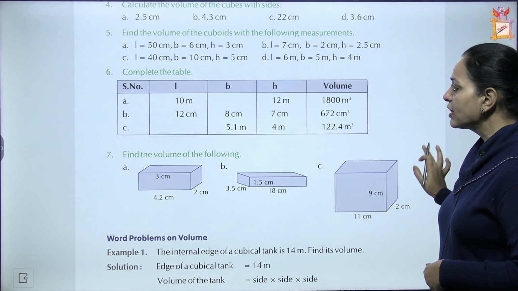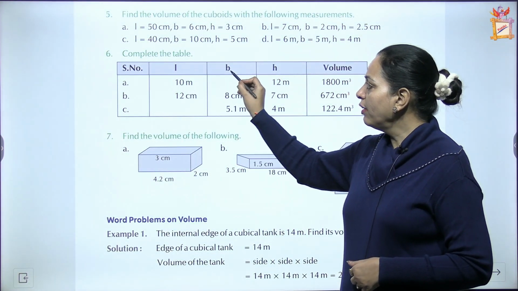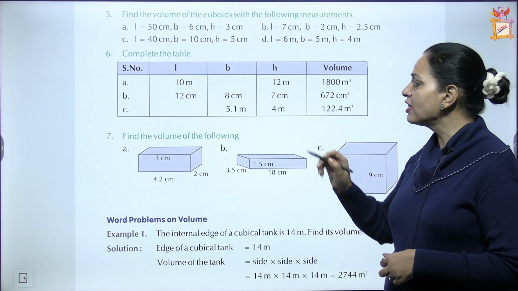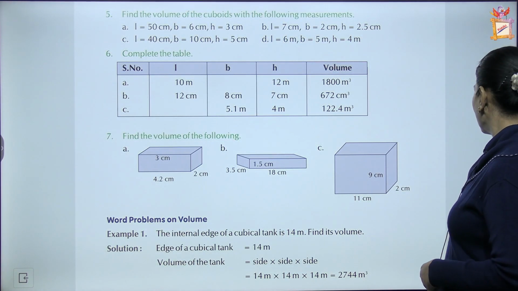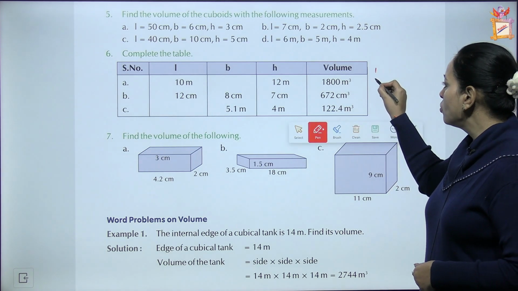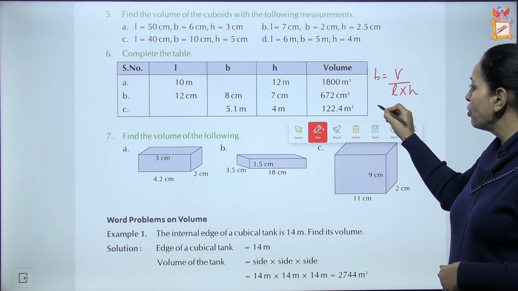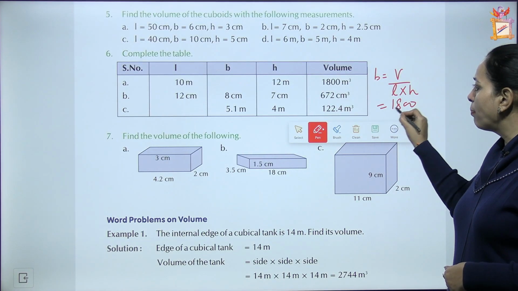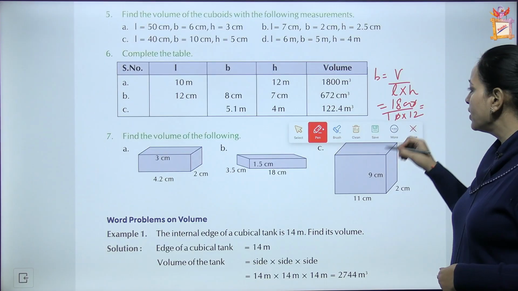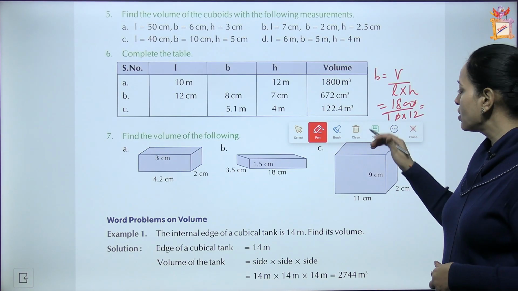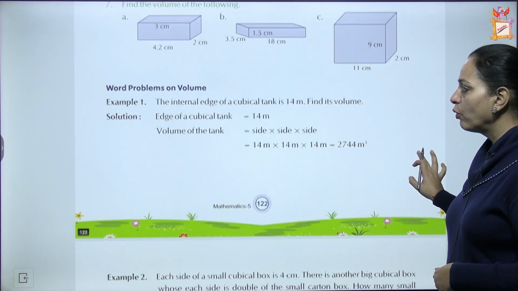Now here the sixth one, complete the table. Like here L is given, B is missing, height is 12 meter and volume is 1800 meter cube. So we have to find the breadth. So what is breadth? Breadth is volume divided by L into H. So 1800 upon 10 into 12. So we can calculate it. So that is the value. Similarly, try the remaining parts. And seventh question you can try on your own.